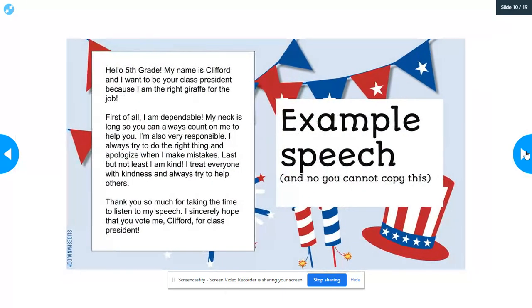And here's an example speech. So I would basically take my pre-writing and put it all together. Hello, 5th grade. My name is Clifford. I want to be your class president because I'm the right giraffe for the job. Notice that this is my introduction. I did a really clear introduction. I introduced myself. I stated that I want to be class president.